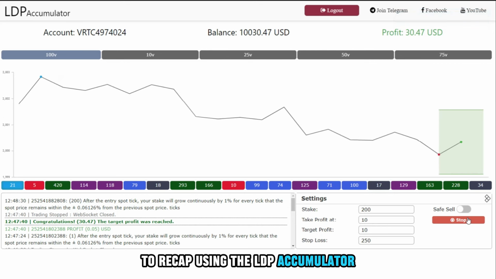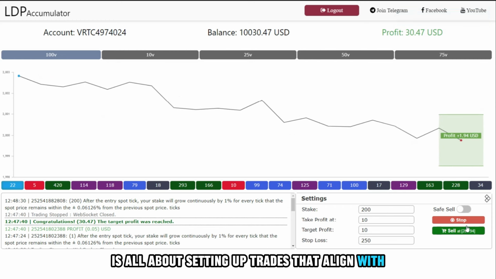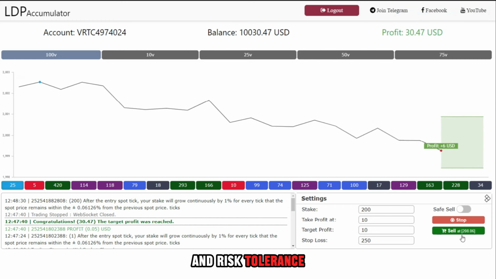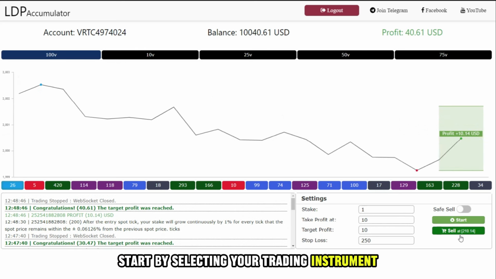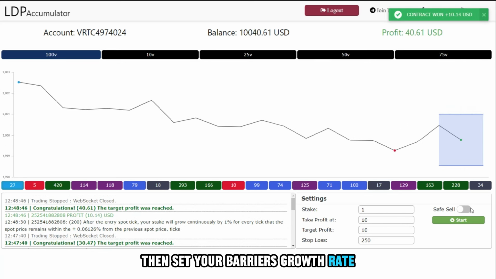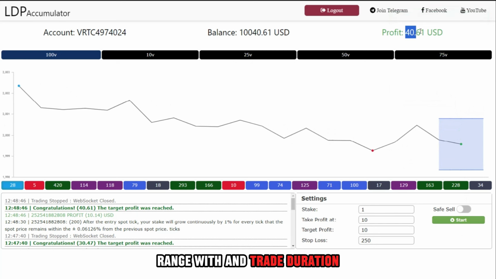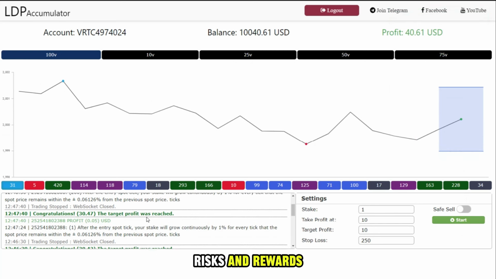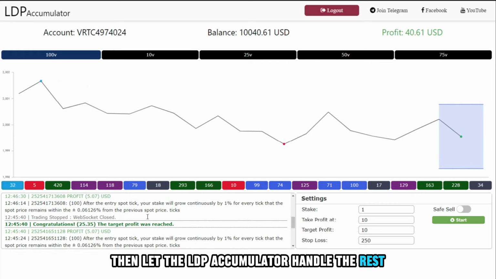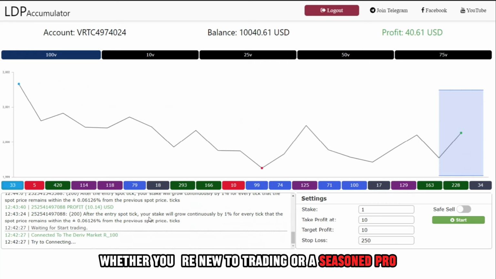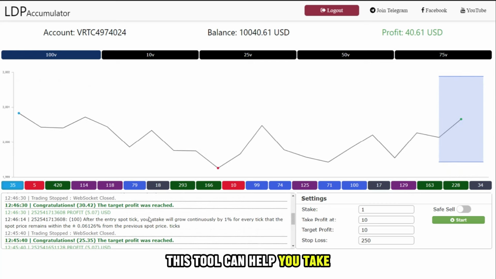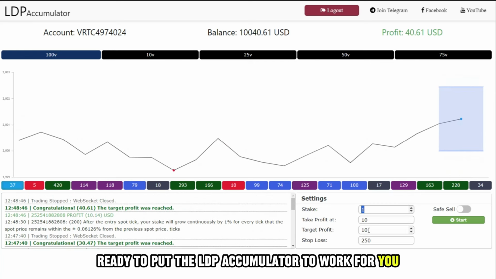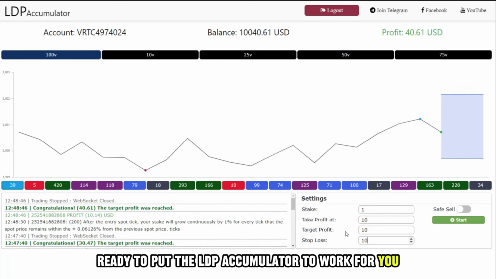To recap, using the LDP accumulator is all about setting up trades that align with your market expectations and risk tolerance. Start by selecting your trading instrument, then set your barriers, growth rate, range width, and trade duration. Review your settings to ensure you're comfortable with the potential risks and rewards, then let the LDP accumulator handle the rest. Whether you're new to trading or a seasoned pro, this tool can help you take advantage of market stability and grow your portfolio.